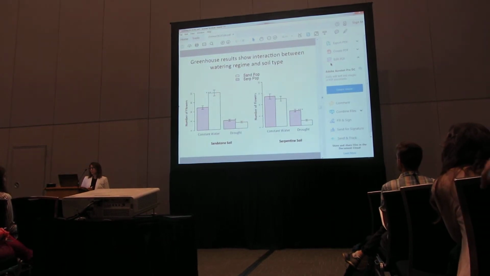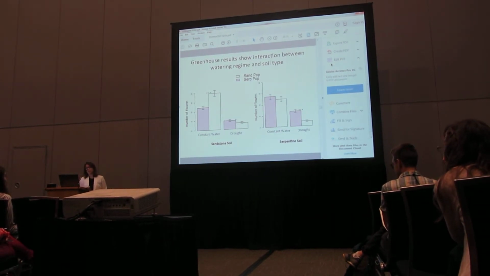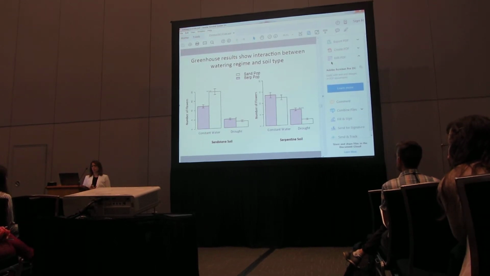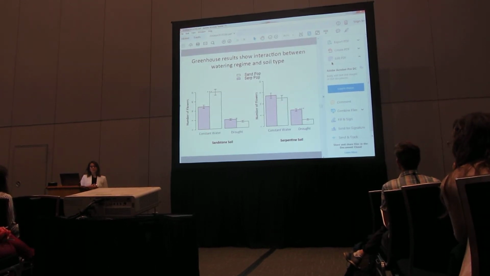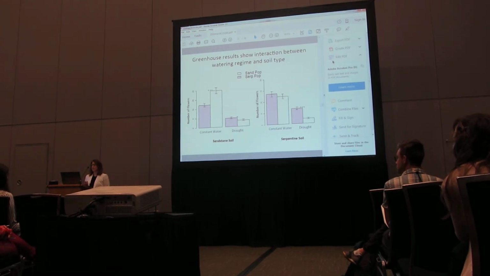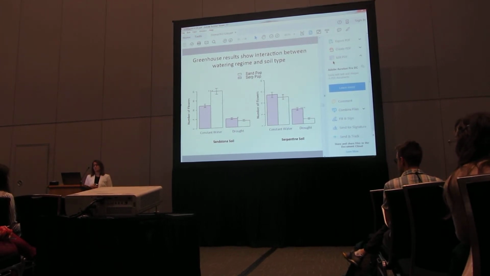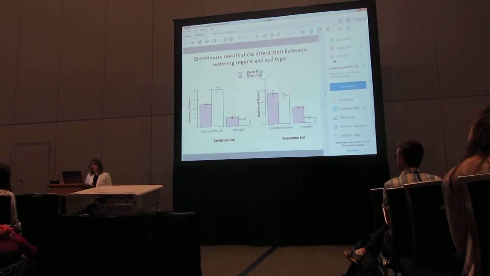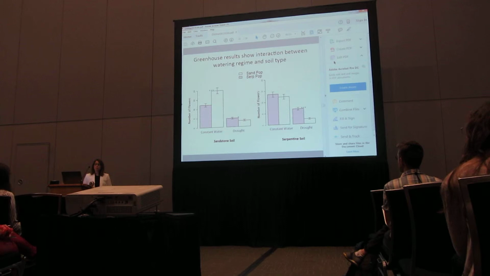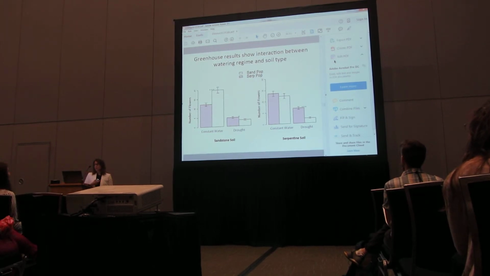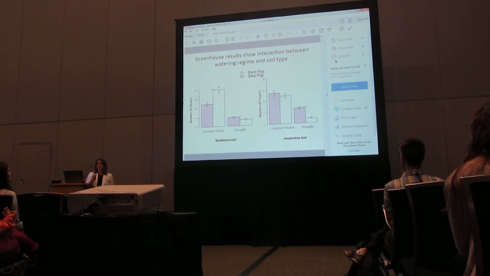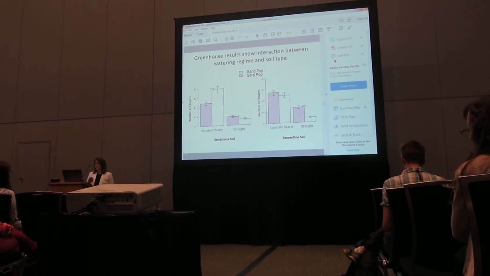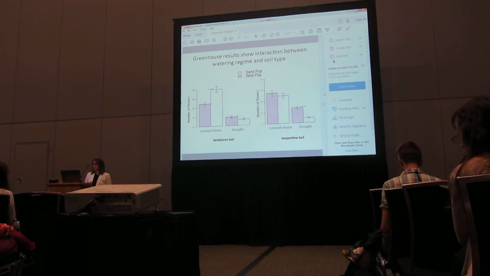And here are my results. Looking first at sandstone soil, the sandstone population has higher fitness in the constant water treatment. But in the drought treatment, that difference is totally reversed, where the serpentine population outperforms the sandstone on sandstone soil. On serpentine soil, it looks like the serpentine population does better in both treatments, but that difference is not significant with constant water. So clearly the soil moisture interacts with the soil type.